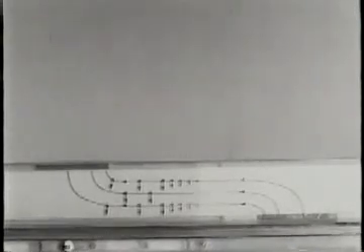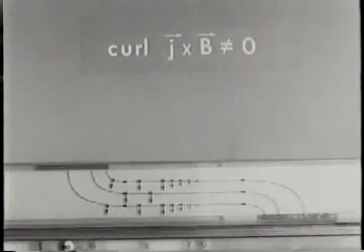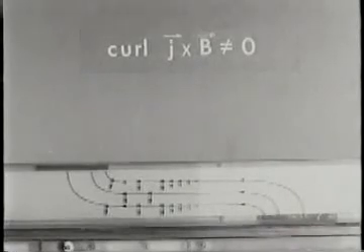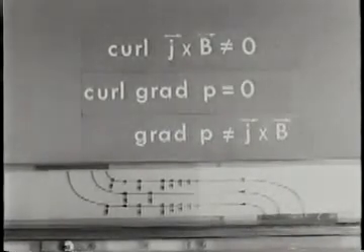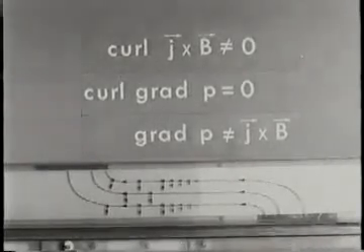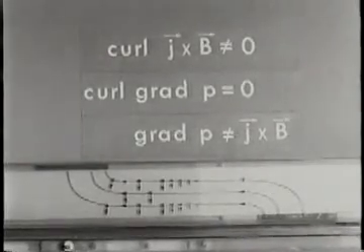The J cross B distribution is like this, falling off rapidly in the edge region where it is rotational. But a pressure gradient can only be irrotational, so it can't balance J cross B anymore. And the fluid can't stay still.